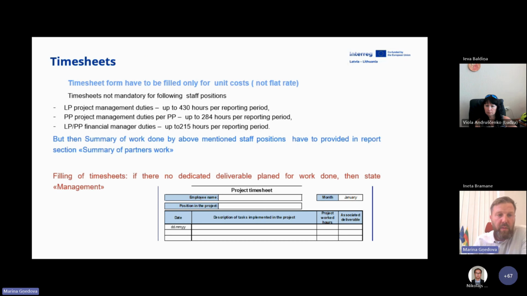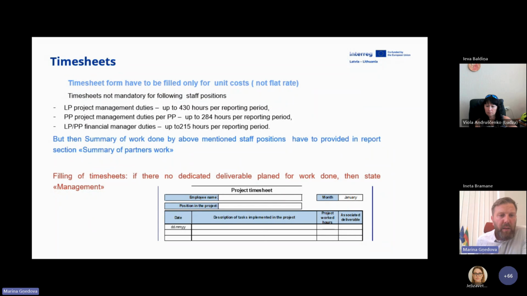So there are 3 exemptions. It's for lead project manager. So it could be up to 430 hours per reporting period, and then it's not mandatory to submit timesheet. Similar for project partner, project manager, then there should be 284 hours, or for the lead partner or project partner, financial manager, then it's up to 215 hours. In those cases, timesheets are not mandatory. You still can submit, but if you didn't submit, then you have to provide summary in this section, summary of partner's work of the partner report. This general example I gave you, but specific example will depend on your situation, and whatever work is done.